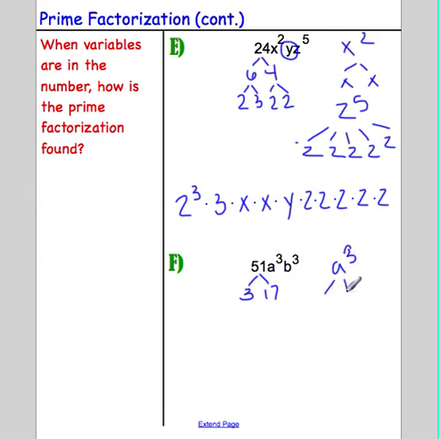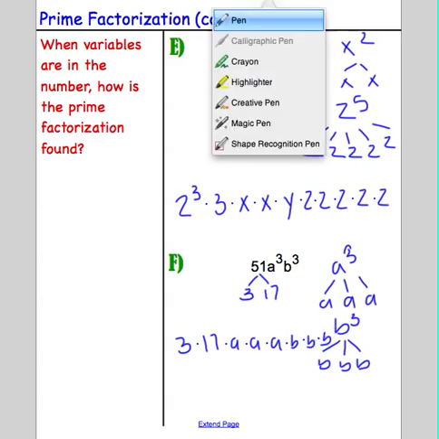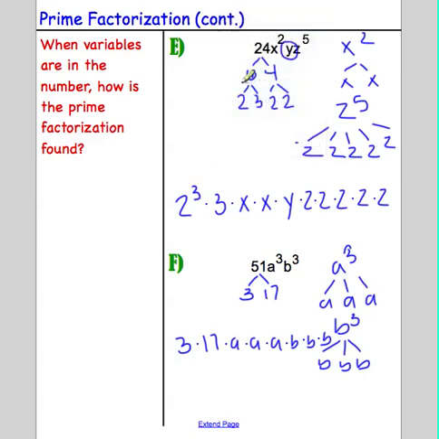A cubed is a times a times a. And b cubed is b times b times b. So my prime factorization is 3 times 17 times a times a times a times b times b times b. Then if you want to go ahead and highlight that, it might make your life easier so you can see where it is.